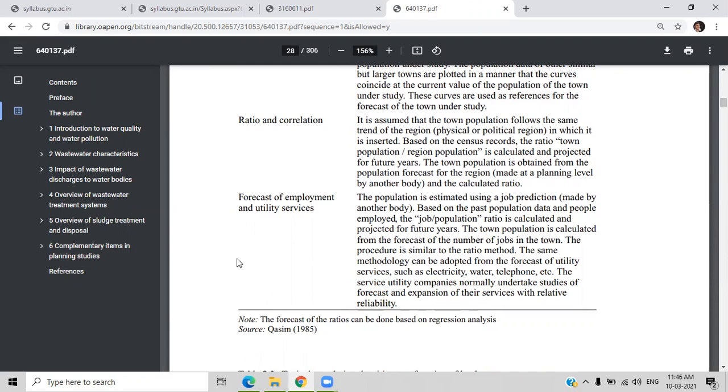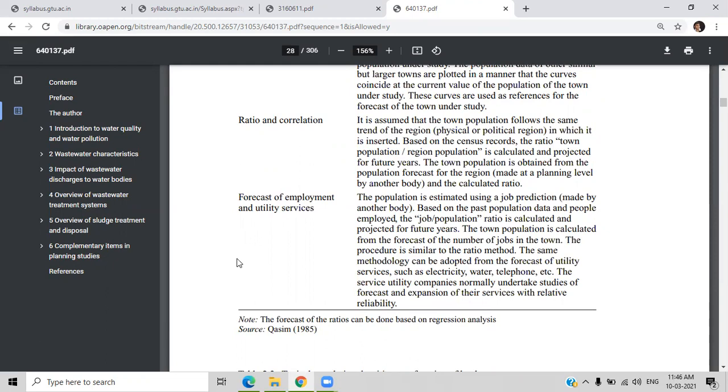So next is the forecast of employment and utility services. The population is estimated using a job prediction based on past population data and the number of people employed. The job-population ratio is calculated and projected for the future years. The town population is calculated from the forecast of the number of jobs in the town. The procedure is similar to the ratio method.